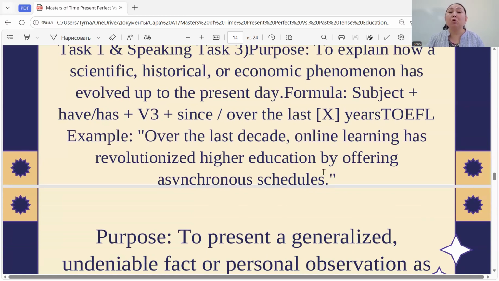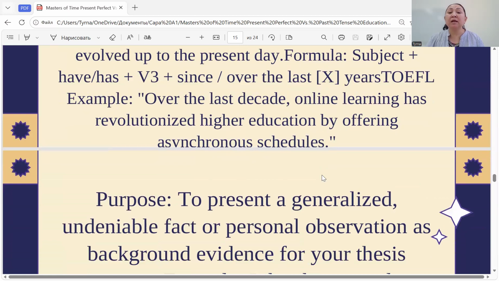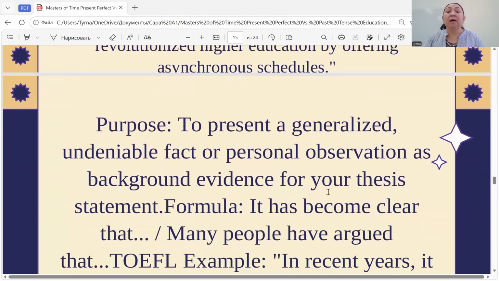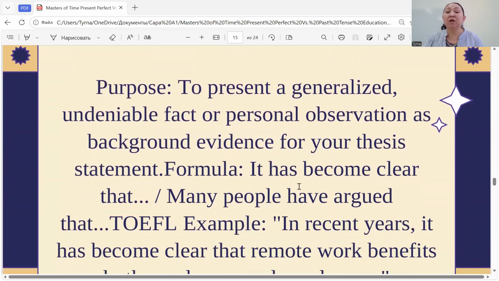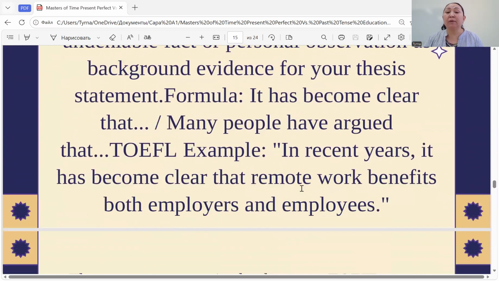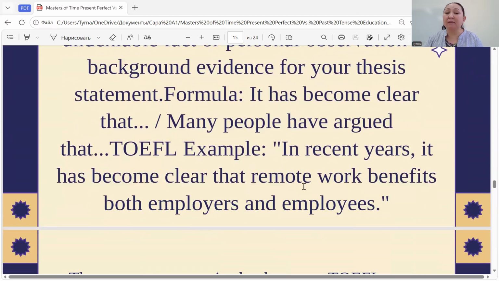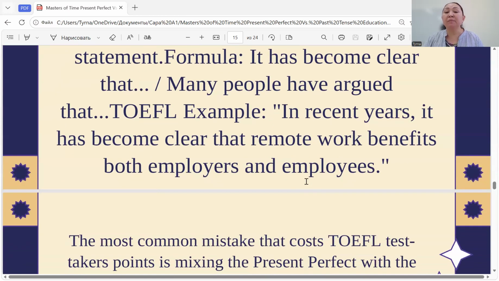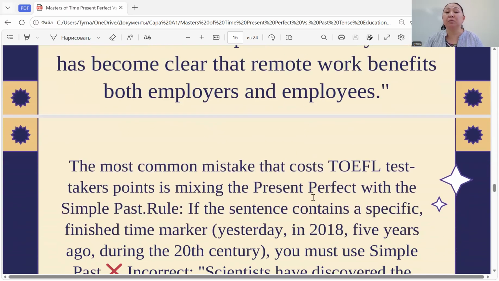TOEFL example: Over the last decade, online learning has revolutionized higher education by offering flexible schedules. Present a generalized, undeniable fact or personal observation as background evidence for your thesis statement. Formula: It has become clear that many people have argued that... In recent years, it has become clear that remote work benefits both employers and employees.